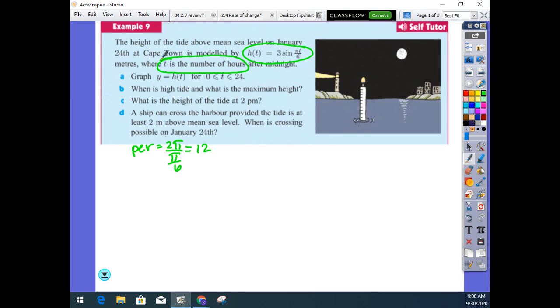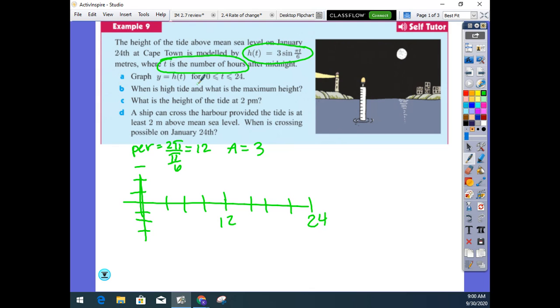So that kind of makes sense. Our amplitude is 3. So we're going to go up 3, down 3. After 4 hash marks, we're at 12. We need another 4 to get to 24. So sine starts at 0, up to 3, back to 0, down to -3, back to 0, and it repeats.